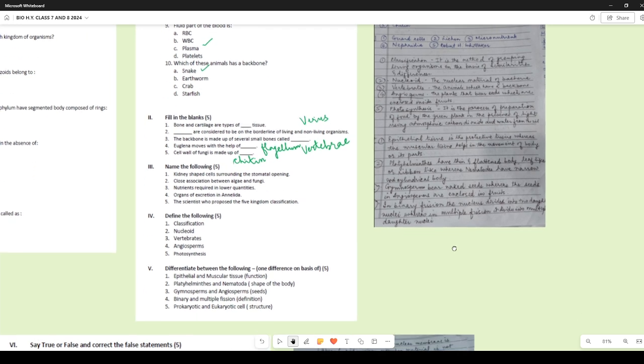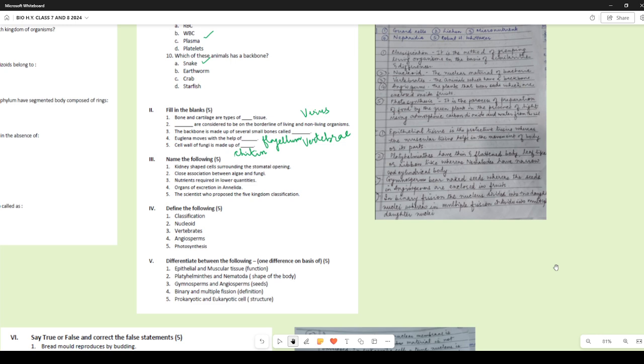Now let us move on over here. Kidney shaped cells. This over here it will be skeletal tissue. Kidney shaped cells surrounding the stomatal opening. Let us take up a different color pen. What are they called? They are called guard cells. Close association between algae and fungi, lichens.